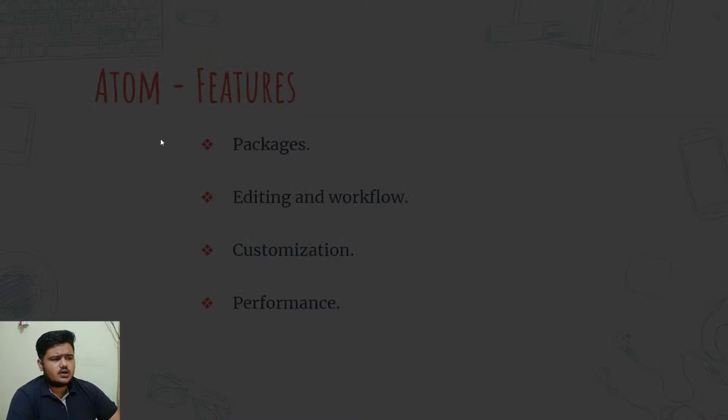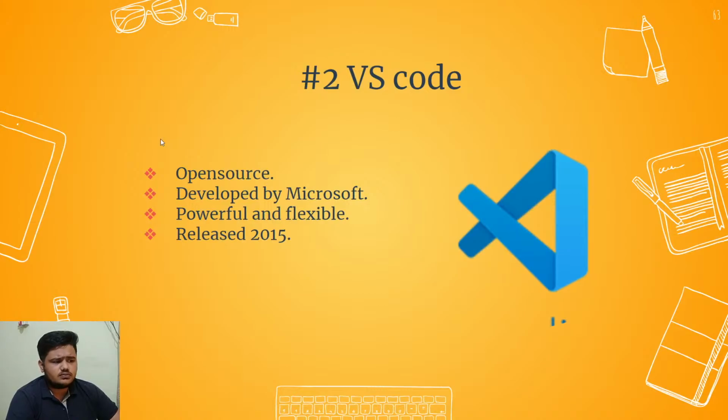So moving forward, the next thing is VS Code. So again, VS Code is also open source. It was developed by Microsoft, right? It is pretty powerful as compared to Atom, right? And as we have discussed, it was developed by Microsoft and it was released in April 2015. It's a very new text editor in the market.